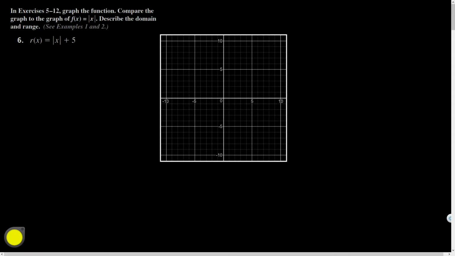We were graphing absolute value graphs yesterday, and it was amazing. It was absolutely amazing.